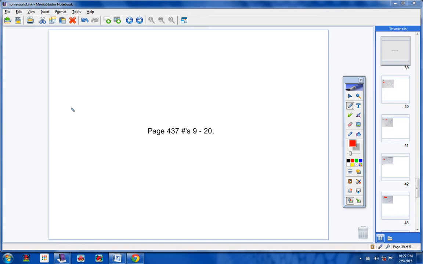Actually, I have the wrong book out, so give your teacher 1 second here and I will get the correct book out. Hold on 1 second.